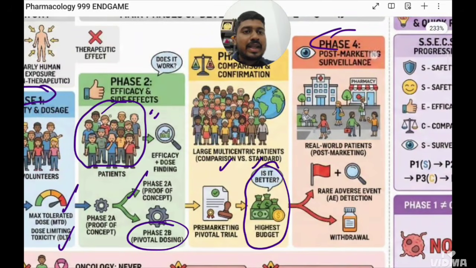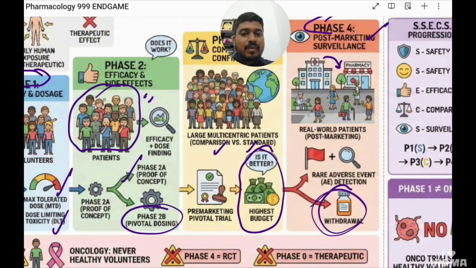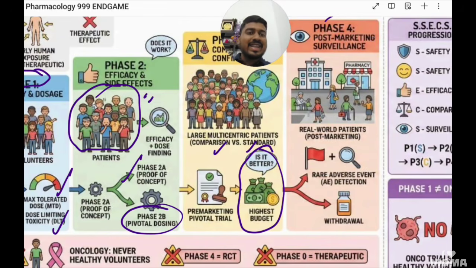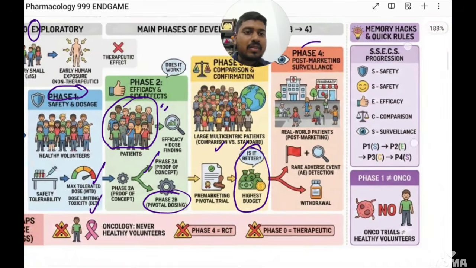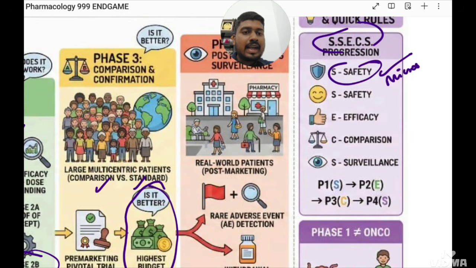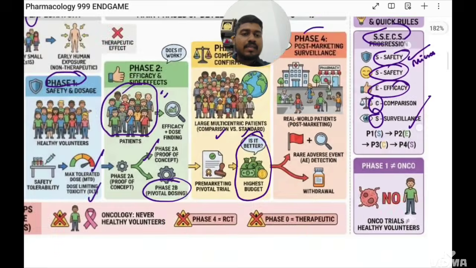And phase 4 is post marketing surveillance, where after release into the market we'll be going to see adverse reactions that are going to occur. And this is the main reason, because of serious rare adverse events that can cause withdrawal of the drug from the market. So it is during phase 4, not during phase 1 or 2 or 3, that there is the highest chance for drug withdrawal, okay. So you can use a mnemonic, that is SSECS. S is microdosing, phase 0, okay. And S is safety, E is for efficacy, C is comparison, and S is for surveillance, okay.